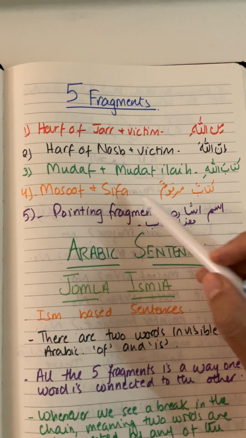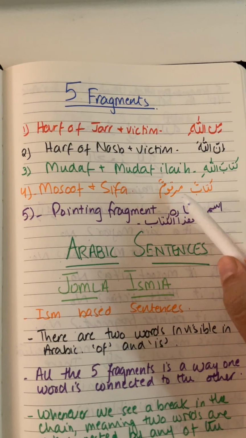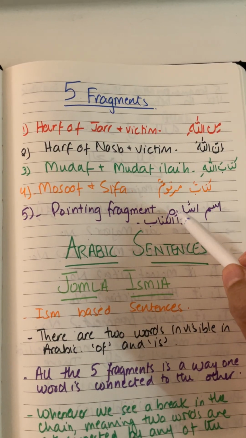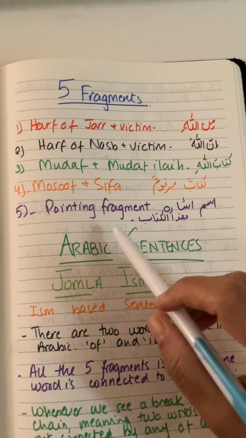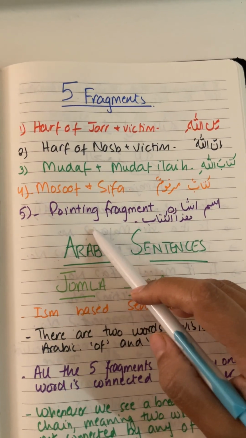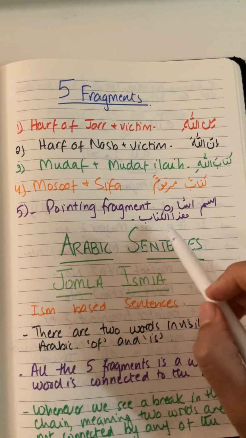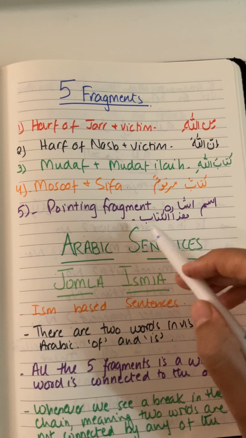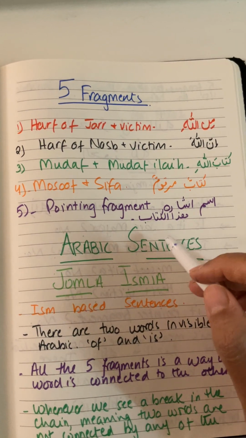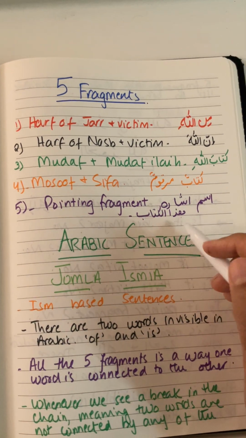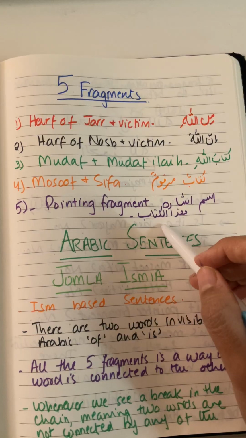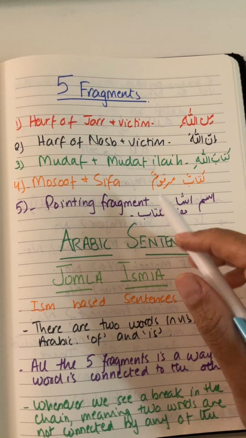Then we did the mawsuf and the sifa, which is basically two words, one is the noun and the other is the adjective, and all four properties should match in both words. Then last time we did the pointing fragments, which are haza, hazihi, hauala, then zalika, tilka, and ulaika, the ismul ishara and the musharilai. Whenever after a pointing word there is an al, then that is a fragment, which means it's not a sentence.